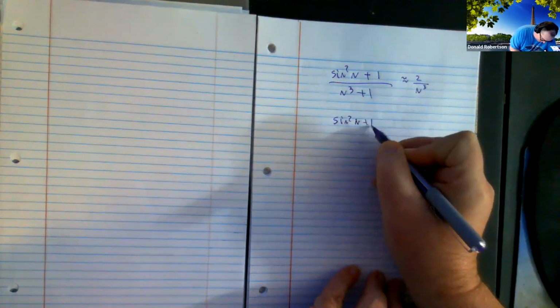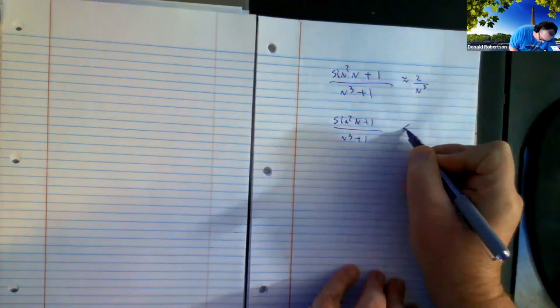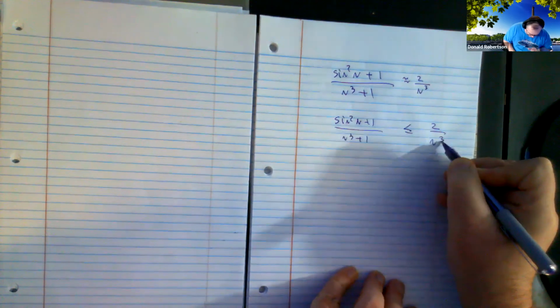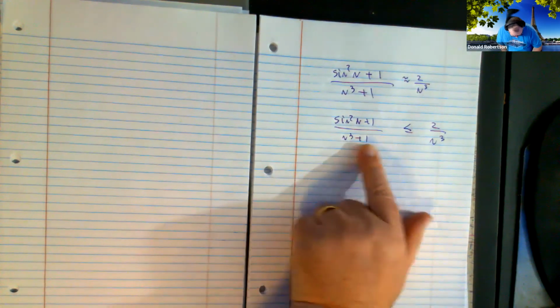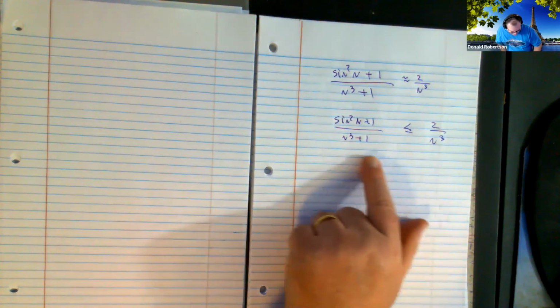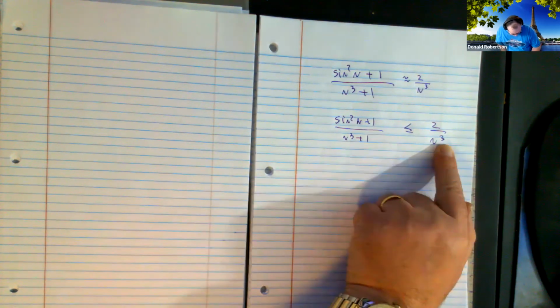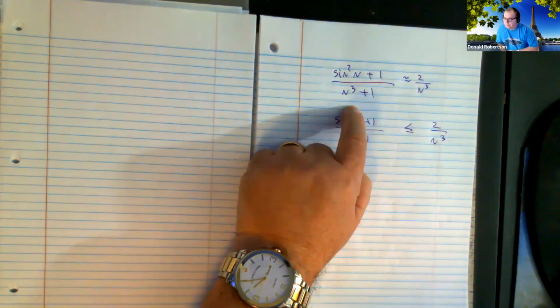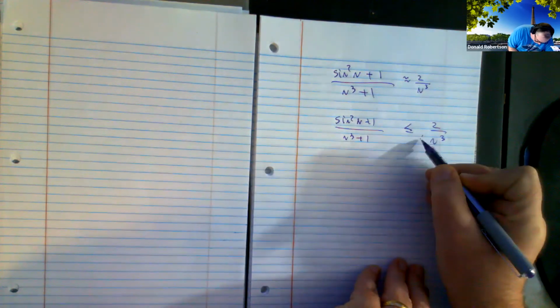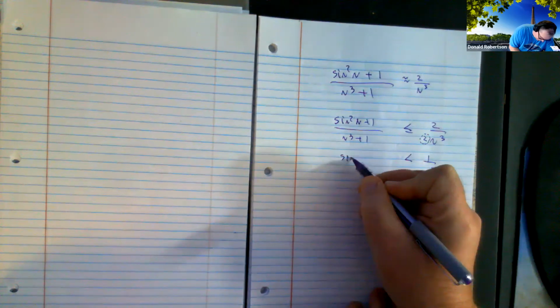that this guy is less than or equal to that guy. But I may have to tweak this. If you make the bottom smaller, don't you make the fraction bigger? So what you do is a little bit of surgery: you give this guy a multiple. And so I can prove that that is true.